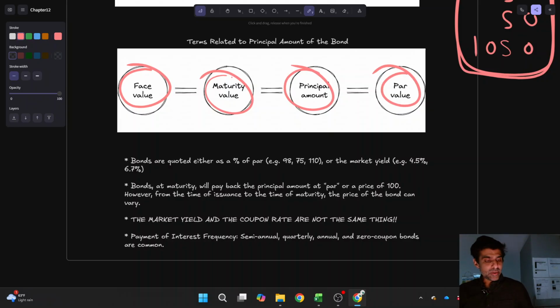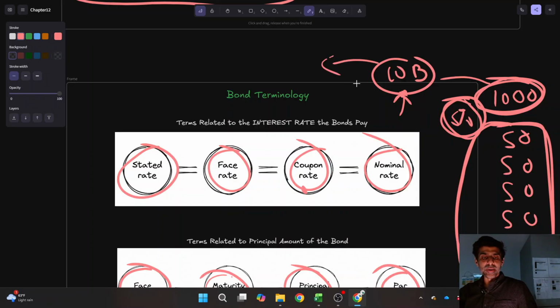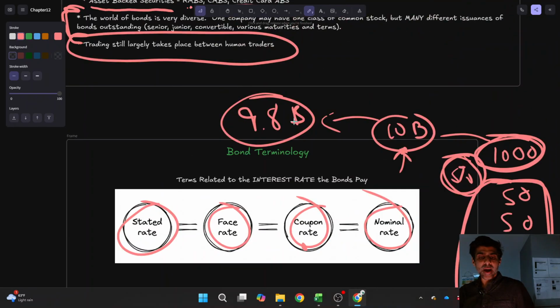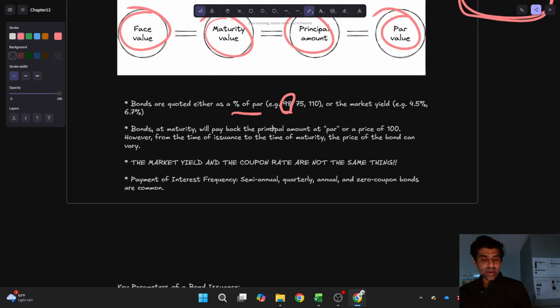So there's a market value for bonds. They're quoted as a percentage of par. So if you see 98, that means 98 cents on the dollar. You could look at this $10 billion bond. If it's trading at a price of 98, the total value of the bond is 9.8 billion. This is called a discount because it's trading under the par value. It could also trade over the par value, like if it is 110.